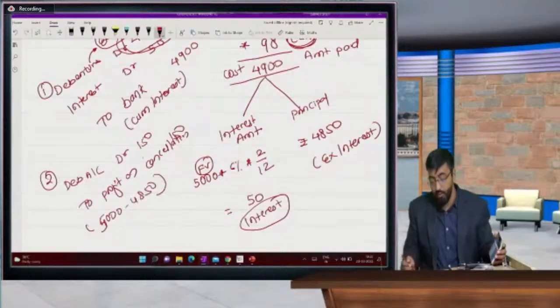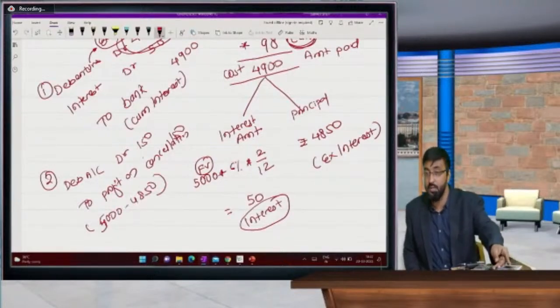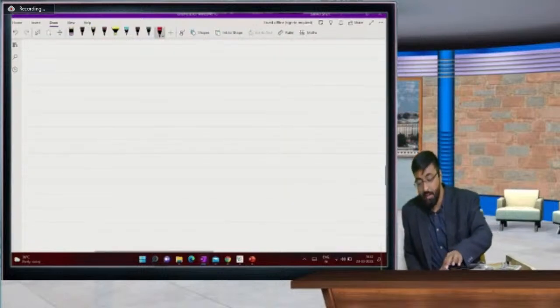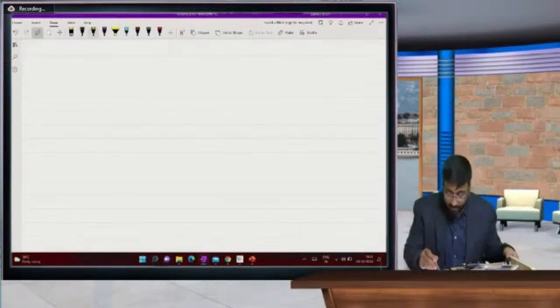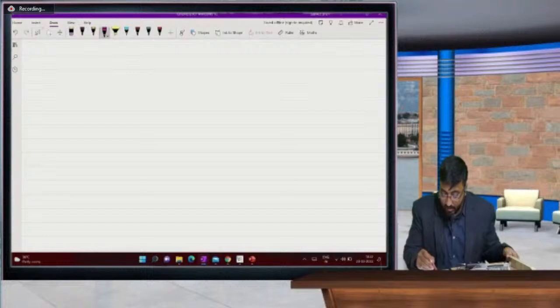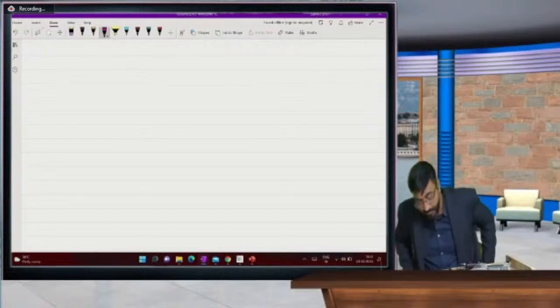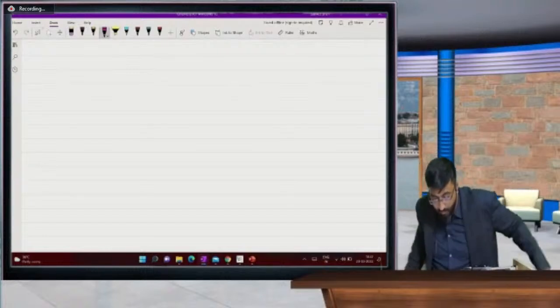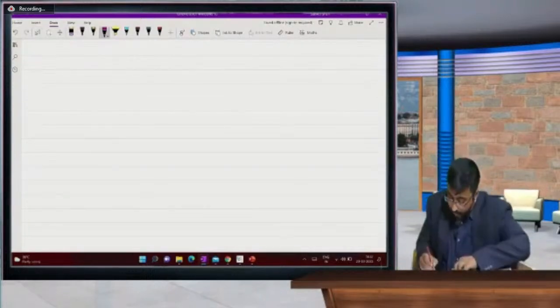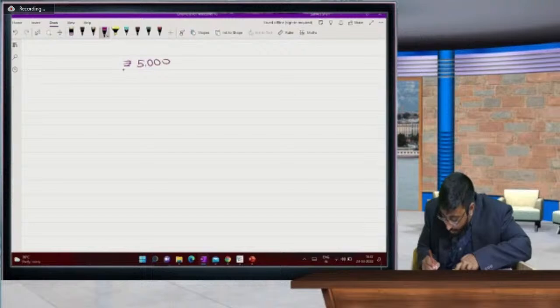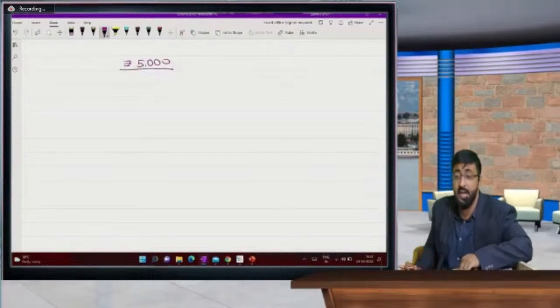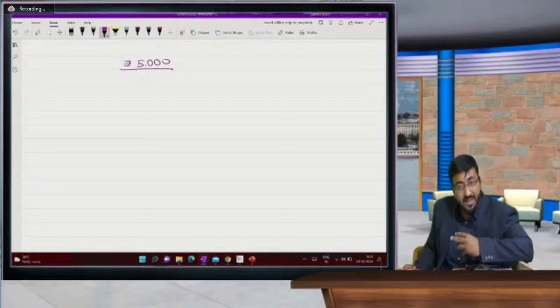5,000 minus 4850. Yes, I will tell you this concept one more time. Very, very important concept. Understand it. Once in English and once in Hindi. See beta. Debentures face value is 5,000. Very easy concept. In ledger account, it will be very easy as compared to journal. But first, I'm going to clear your journal entries.